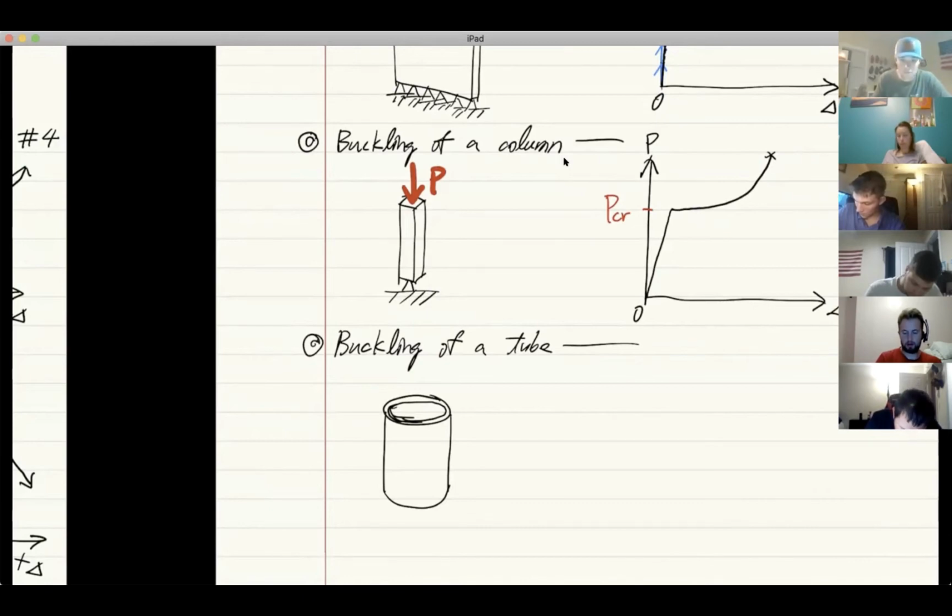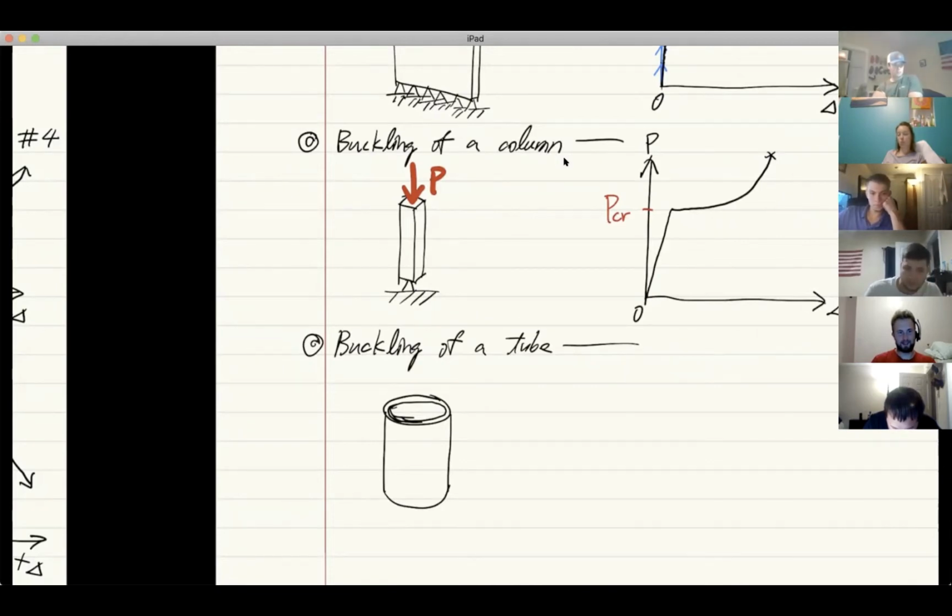You must have the experience of smashing an empty soda can, the aluminum can. I don't know, in high school. You don't do that in college anymore, right? Because you're adults. So that kind of behavior is what we call buckling.